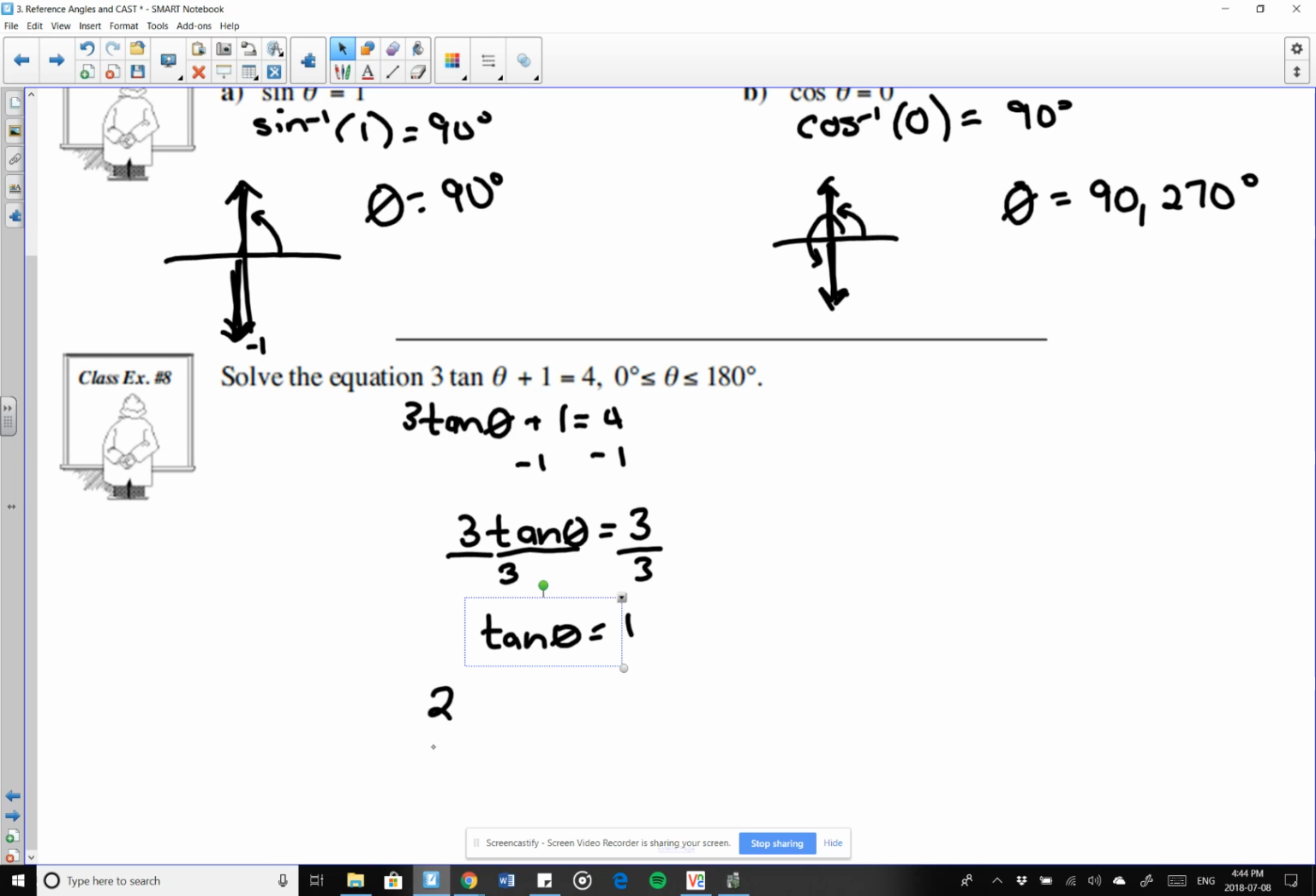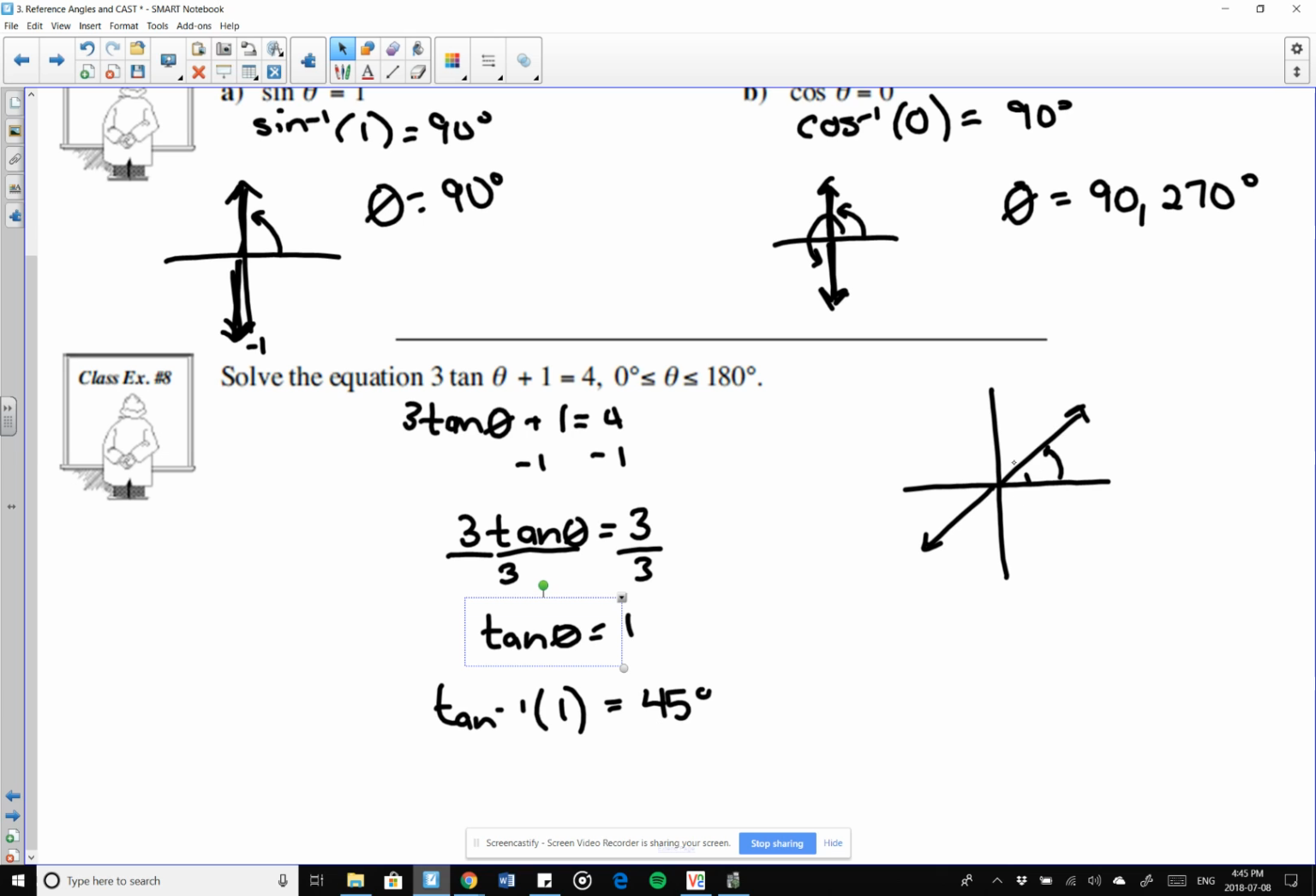So my tan angle being 1 would be second tan of 1, and that's going to give us an angle of 45 degrees. Now, because we're looking for where it's positive, tan is positive in the first quadrant and the third quadrant. So I'd be looking for that angle and that angle. But if I look at my restriction, it says I can only use a value up to 180. So I can't use anything past 180. And that means my angle answer here is only just 45 degrees. I don't have to worry about the second angle.